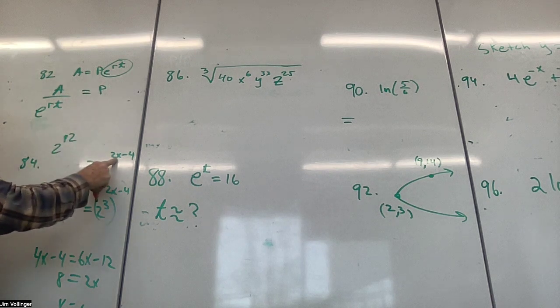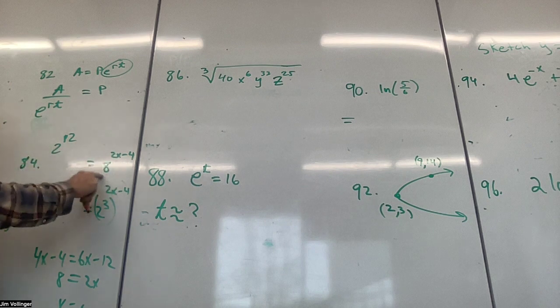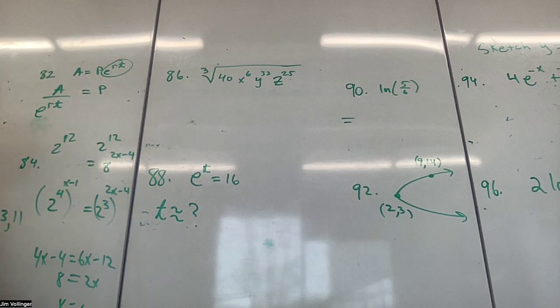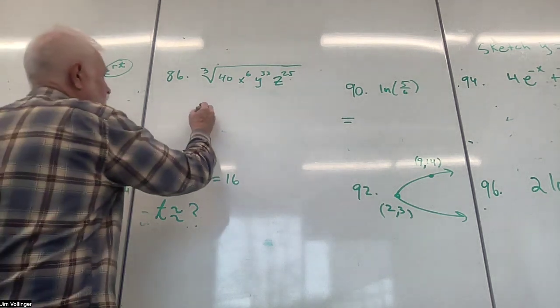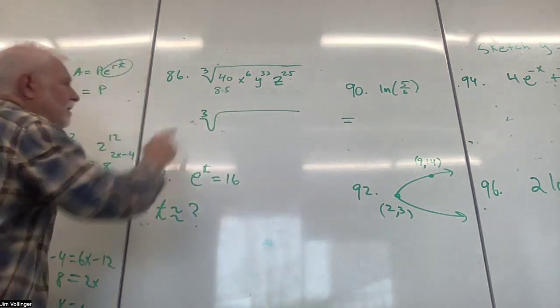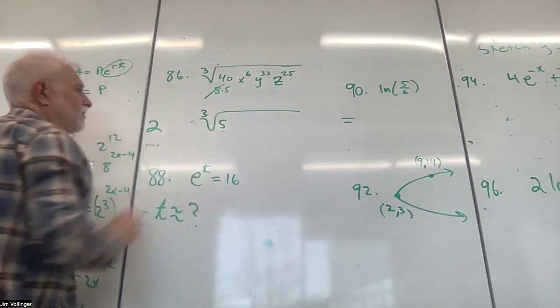3, 4, 2 times 4, 8 minus 4 is 4, and 2 to the 3 to the 4 is 2 to the 12. So that worked. All right, so we have a cube root here. I know 40 is 8 times 5, so I am going to take the cube root of 8 and call it 2, but I'm going to leave the 5 there.